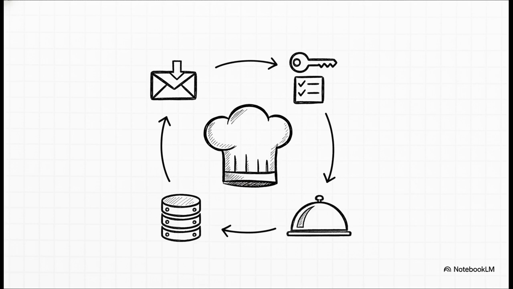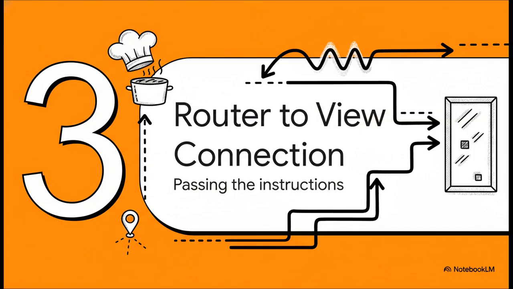After that, it might need to go to the pantry, the database, to grab some ingredients or store leftovers. And finally, it puts the dish together and prepares the final response to send back to your table or your browser. But wait a minute. How does the chef know exactly what you ordered? How did that product ID, that 42 from earlier, get from the GPS all the way to the kitchen? Well, that's where the connection between the router and the view becomes so important.